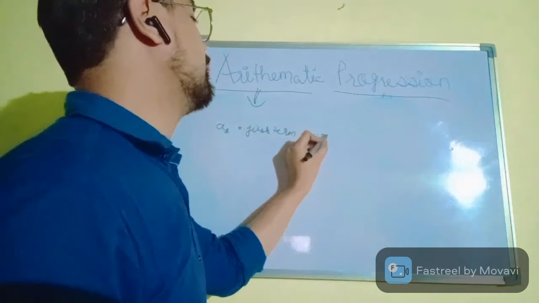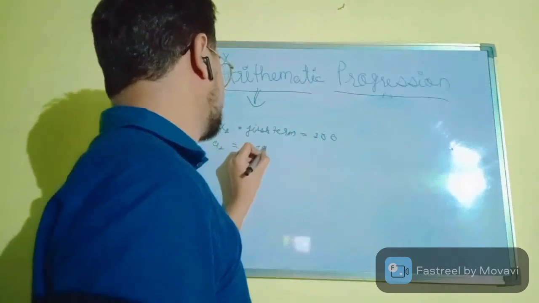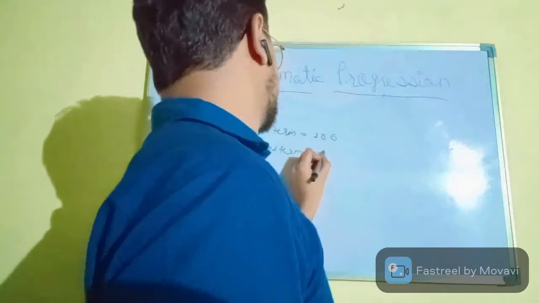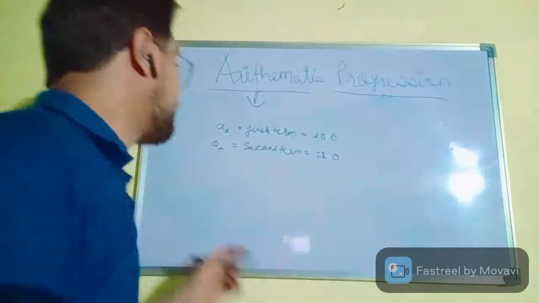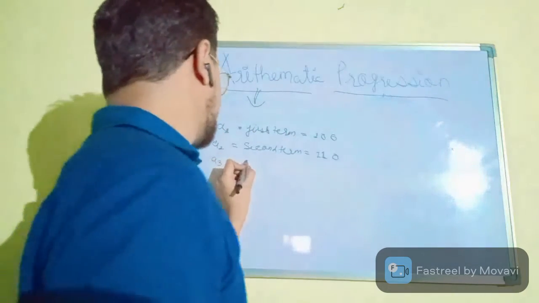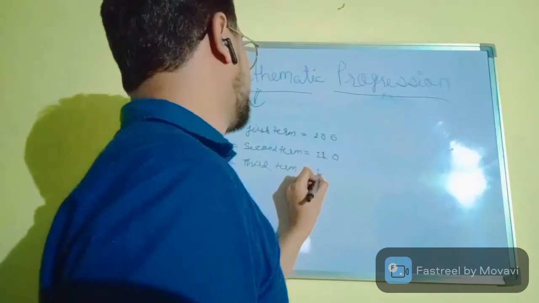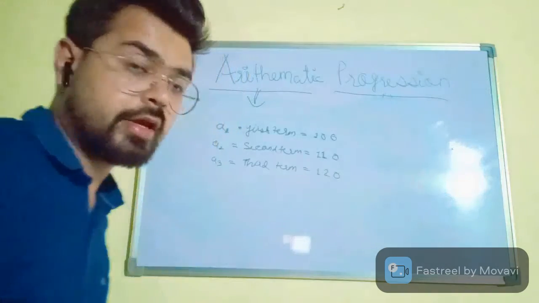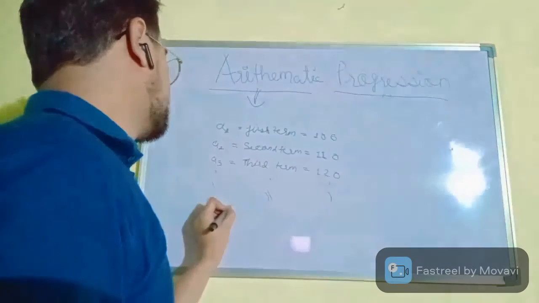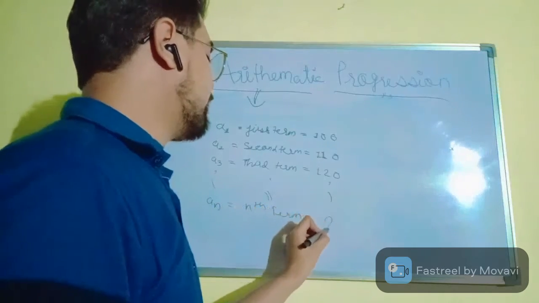Like we have 100. A2 will be the second term, like we have 110. The third term will be denoted by A3, so it will be the third term, about 120. And so on. If we proceed, then it will become An. This is the nth term. And we need to find what the formula of that will be.